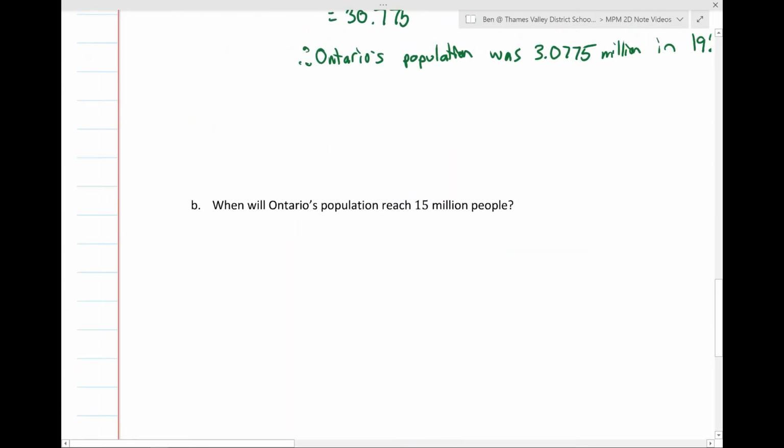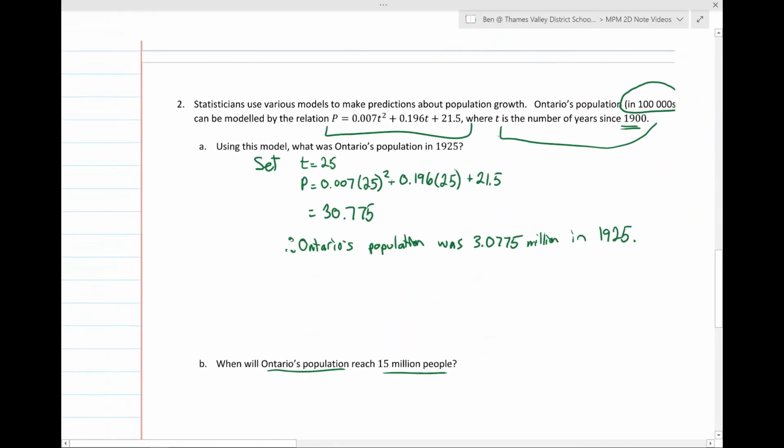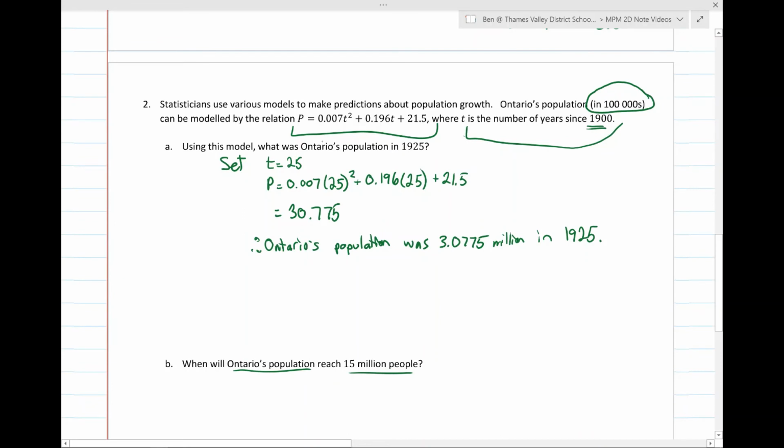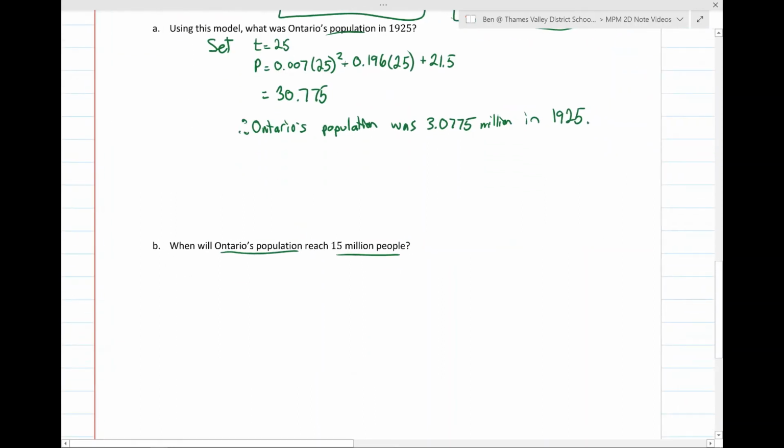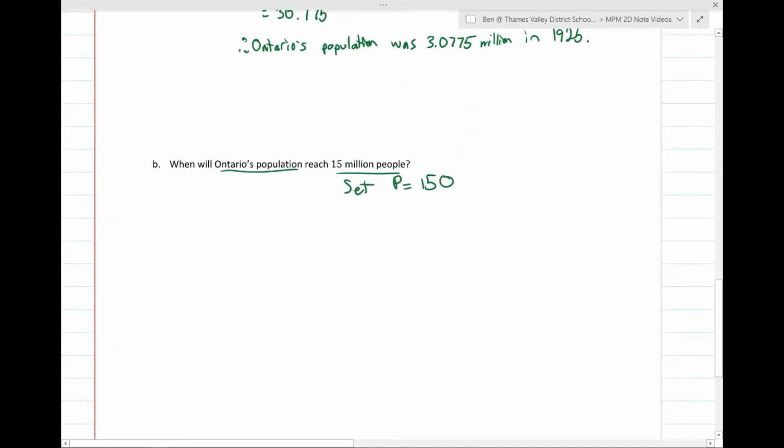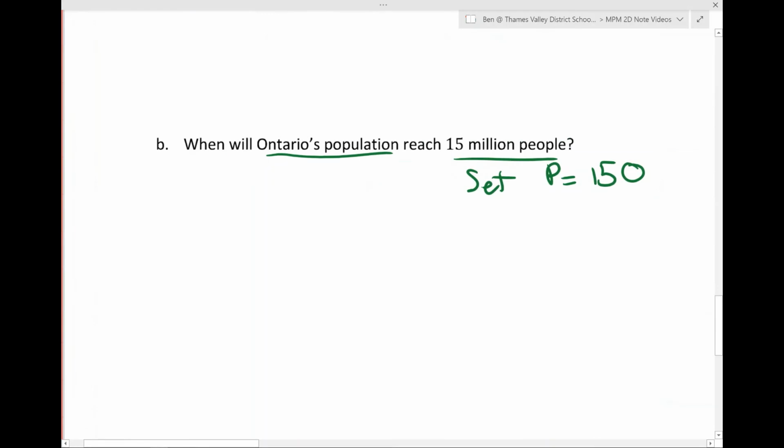And we'll push on forward to the second part of the problem. Here we're asking, when will Ontario's population reach 15 million people? So you'll notice how the question compares. The first time the question was asking what was the population. That's a much more straightforward problem. We just find our value for t, and we solve for p. This time we're finding our value for t, so we're setting p equal to 15 million. That's 150 times 100,000. And then we're substituting that into our initial equation.